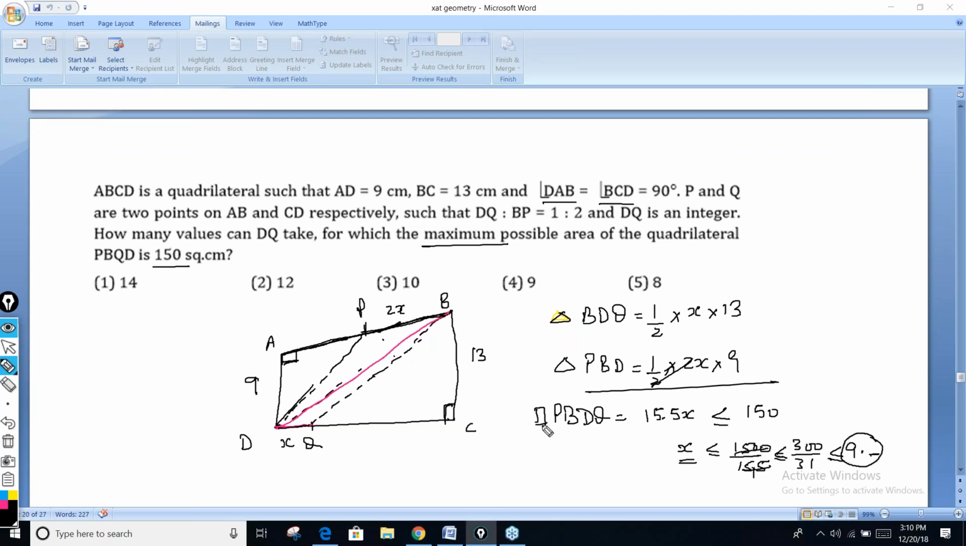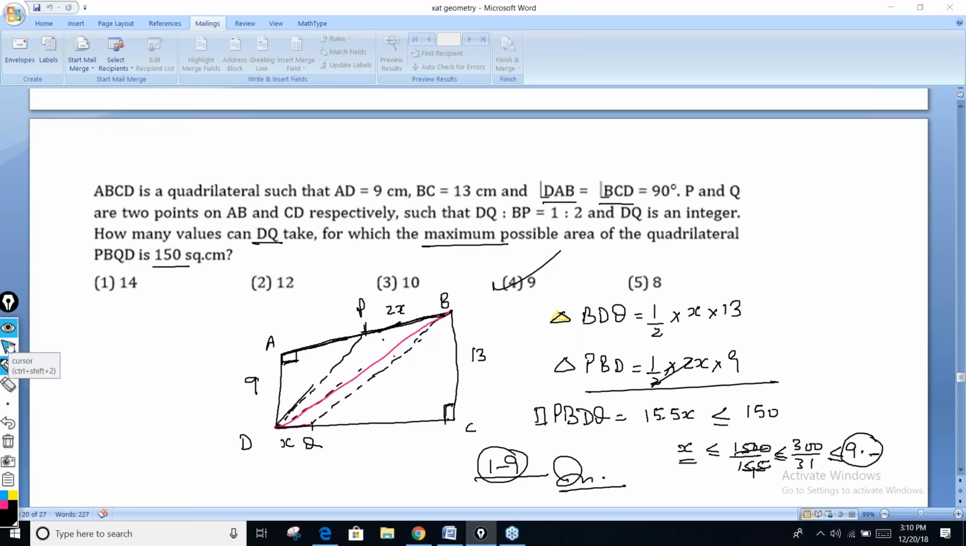Means x can take all the integral values which are less than 9. So obviously x cannot be 0, x has to be at least 1. So all the values from 1 to 9 it can take. That is the question: how many values can DQ take? DQ can take all the values which are less than 9. So from 1 to 9 it can take 9 values. That is the answer. Answer is option 4. So here the difficult part is to visualize it, to get the height. Height for this triangle is 9 and height for this triangle is 13. Clear? Come to the next one.